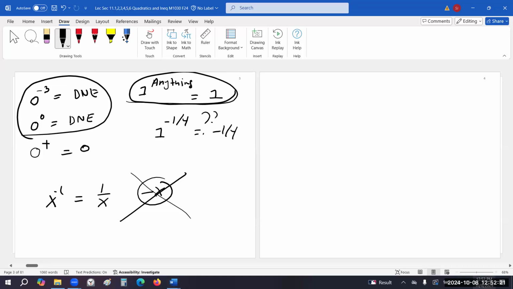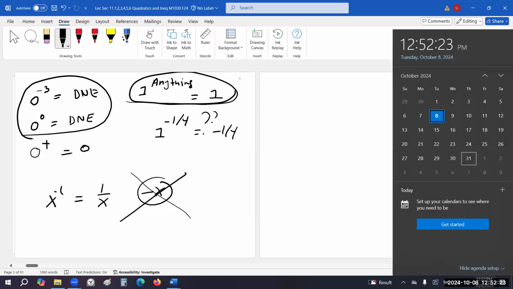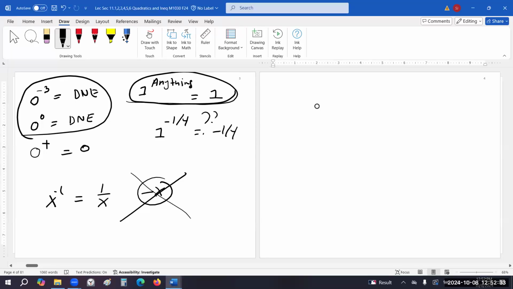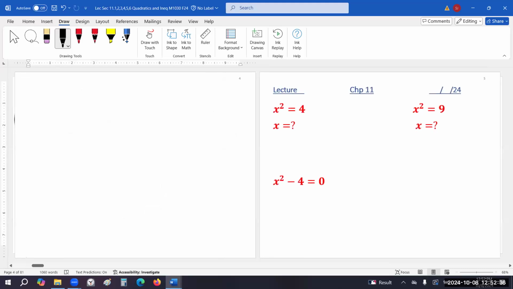Our next exam will be end of this month. So either it's on October 29 or it's November 1st, one of these 2 days. And it will be based on chapter 11. Chapter 11 talks about all about quadratic. Quadratic means the highest degree of the polynomial is 2.